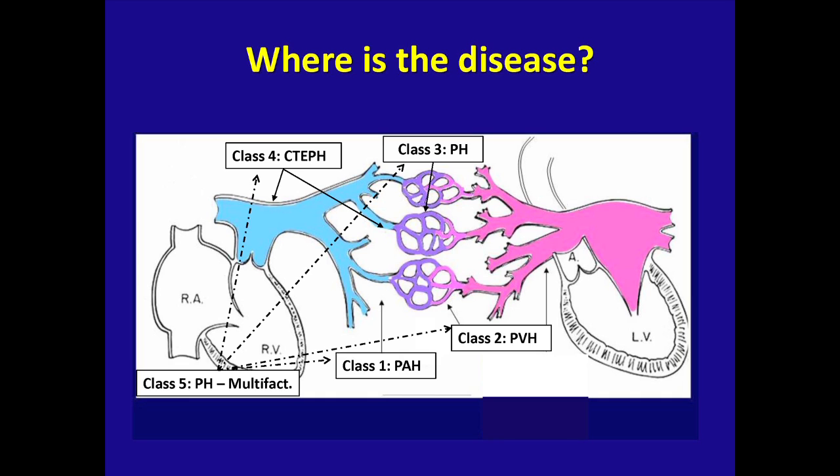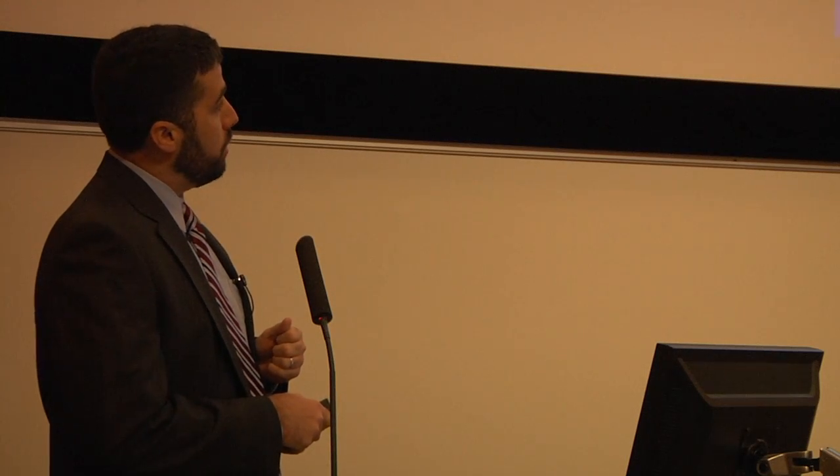So this again is a schematic with the right side of the heart here, the pulmonary artery going out into what we call the capillary bed inside the lung where the exchange of oxygen occurs, then the pulmonary venous system going into the left side of the heart. So in class 1 pulmonary arterial hypertension, this is really a disease of the very small blood vessels right before you get to this capillary bed inside the lung. This used to be called precapillary pulmonary hypertension, but it's really the very tiny blood vessels that are primarily affected. So things like CT scans where we're taking pictures of the lung really can't visualize the size of the vessels that are diseased in class 1 pulmonary arterial hypertension.